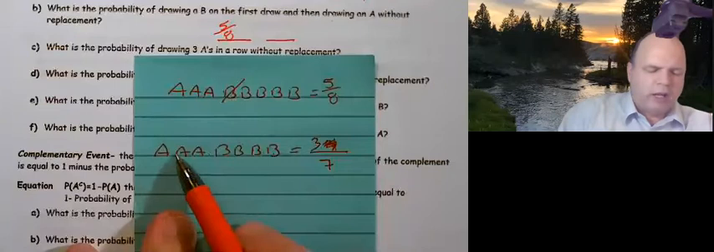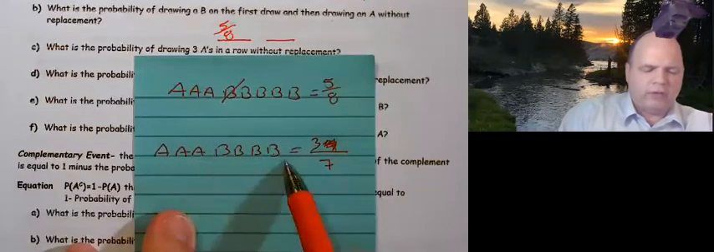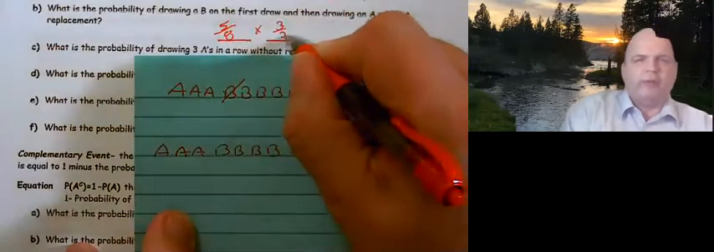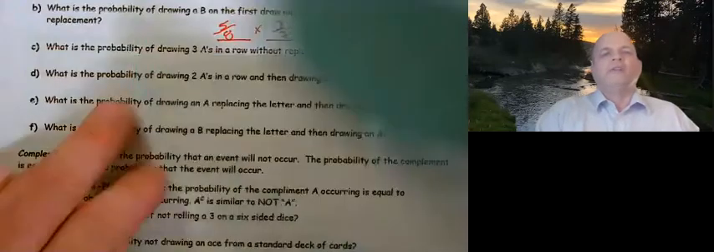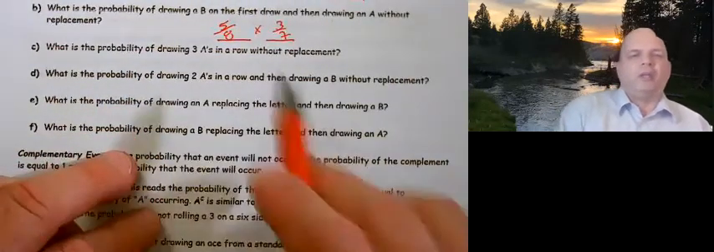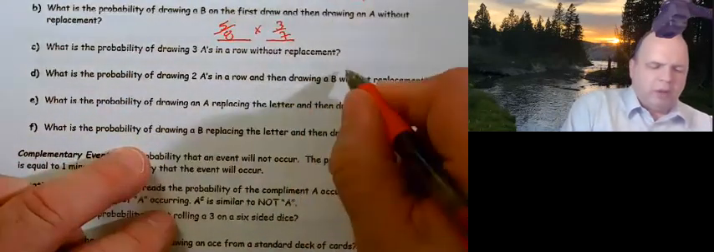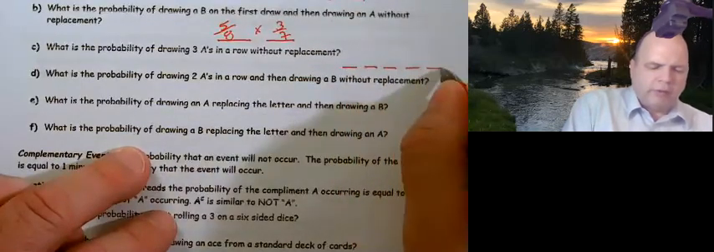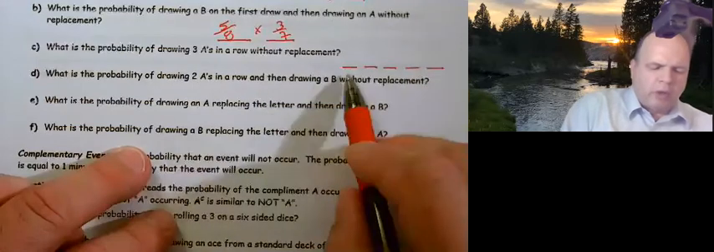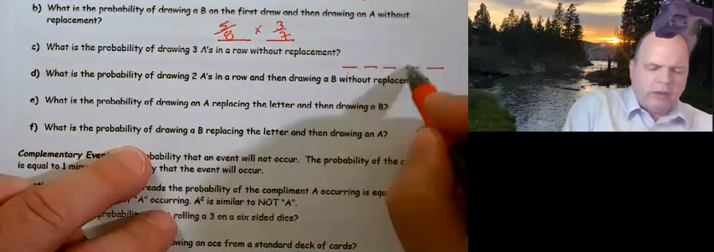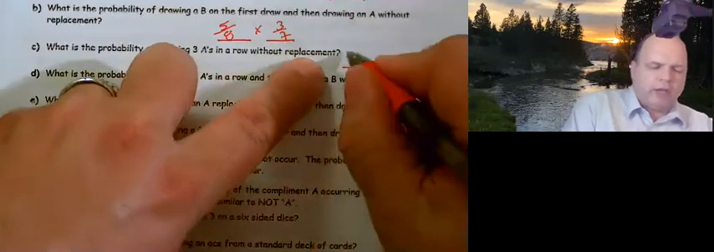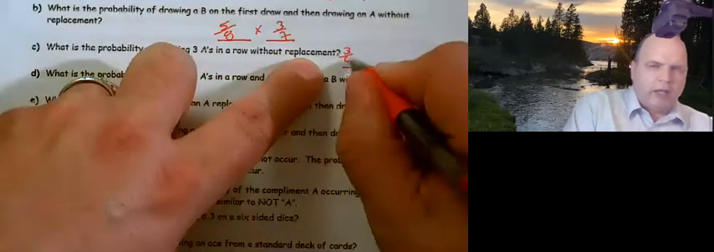Now we want to draw an A. There's 3 A's and there's only 1, 2, 3, 4, 5, 6, 7, so 3/7. So 5/8 times 3/7. So what's the probability of drawing 3 A's in a row without replacement? Well, 1, 2, 3, 4, 5. We're only drawing 3, so I don't need those 2, I just need this one. Well, the probability of getting the first A is gonna be 3 out of 8.